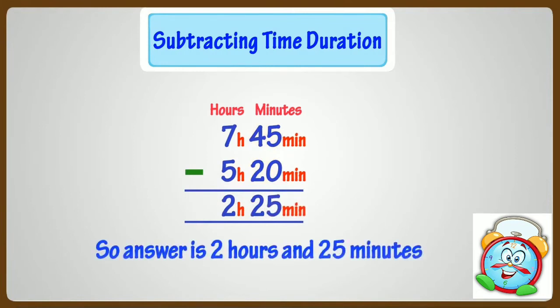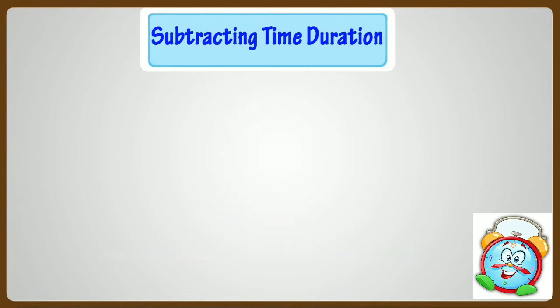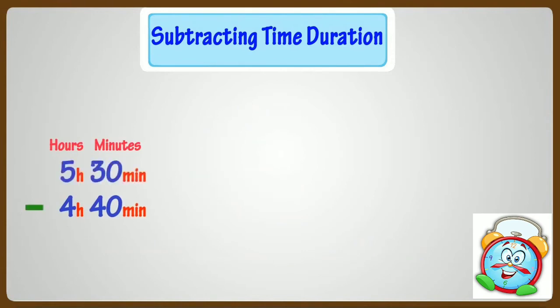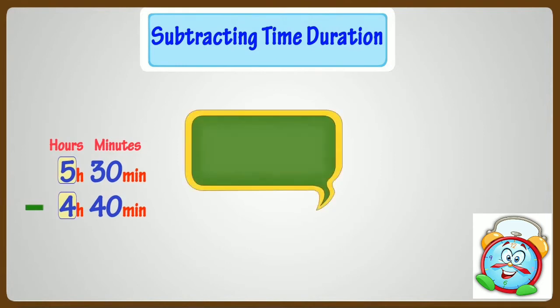Now let's take another example. We have to subtract 4 hours and 40 minutes from 5 hours 30 minutes. Now, here is a tricky question. We have to subtract hours from hours. Subtracting 4 from 5, we are left with 1 hour. But we have to subtract 40 minutes from 30 minutes.